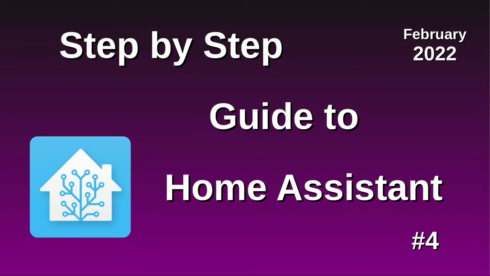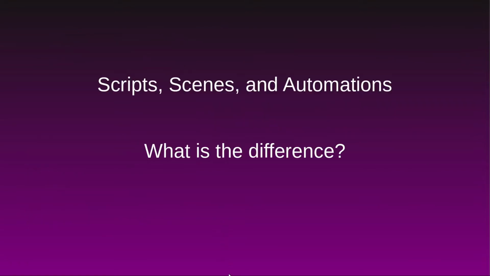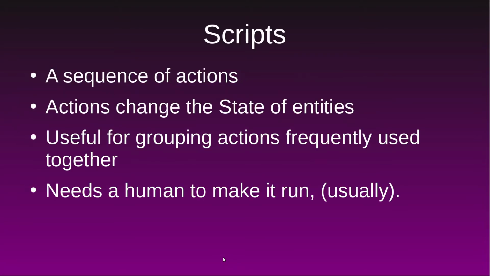A quick review of where we are. We likely have some, but perhaps not all, of our physical devices added through integrations, and perhaps have them displayed on a dashboard. The next step is to begin working on the control aspect of our smart home. We will do this with scripts, scenes, and automations. What are these and what is the difference?